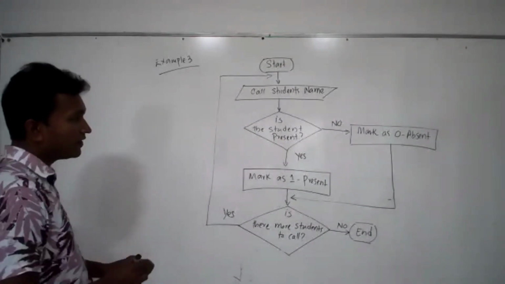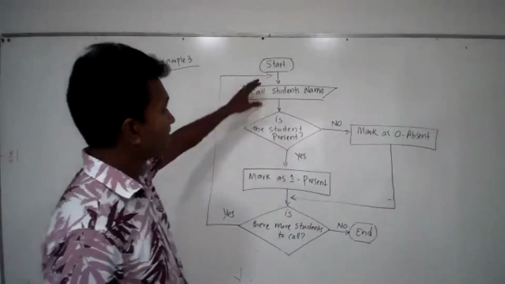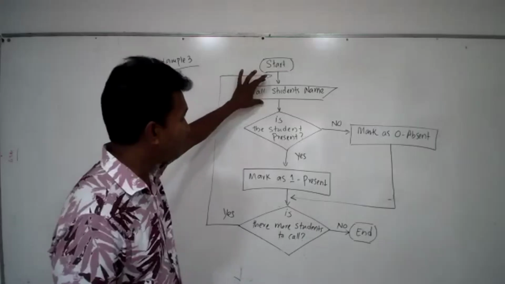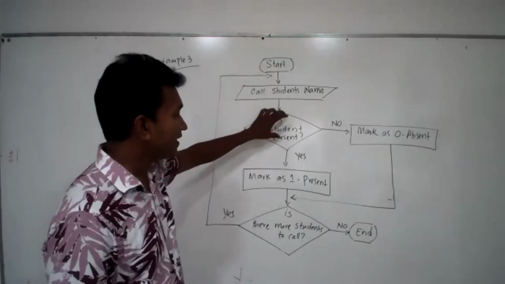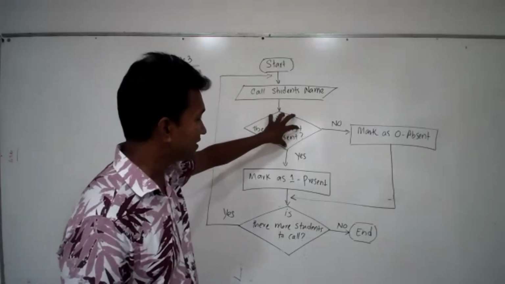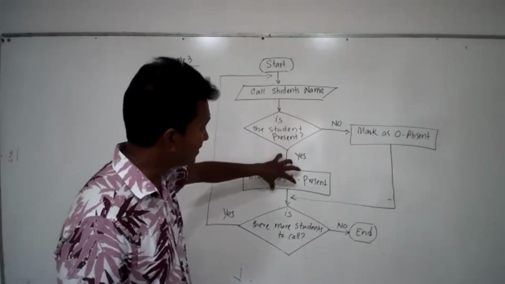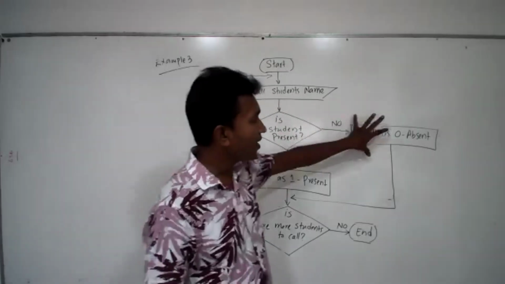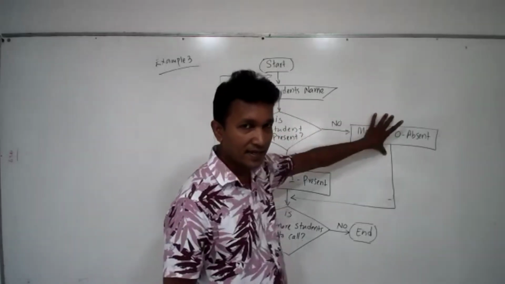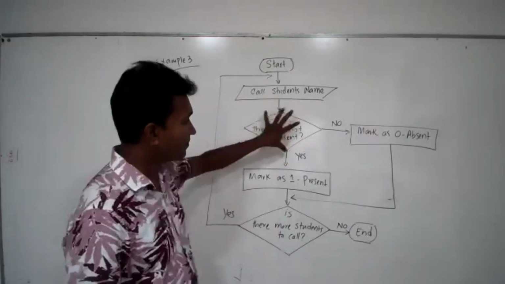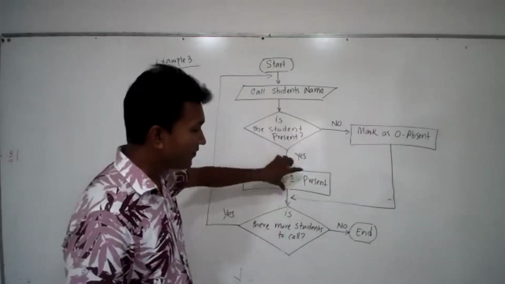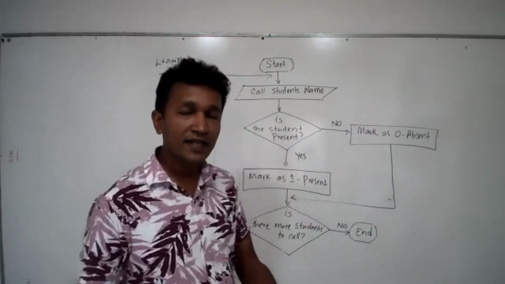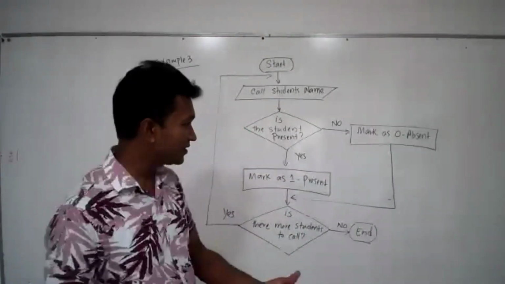I will explain again. Start. First we call the student name, right? Is the student present? If it is yes, mark the student as present. If it is no, mark the student as absent. That is the first step, right? Then if it is absent or present, we have to check again if there are students to call.